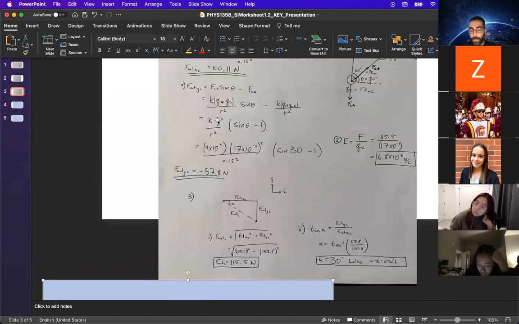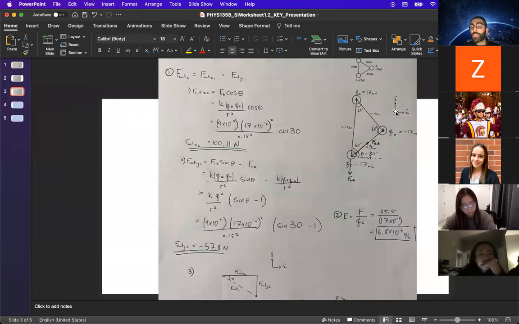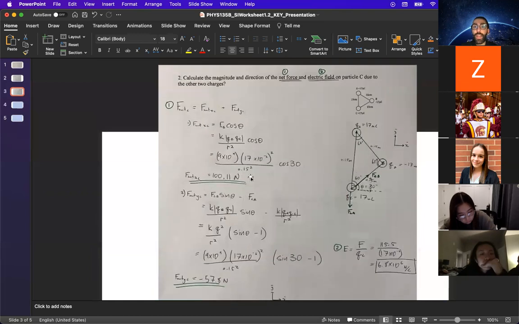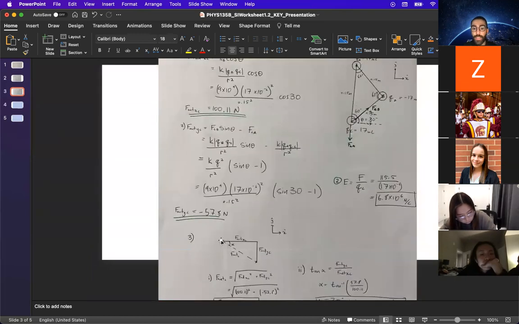A little point to make with forces and fields: vectors do not plug in the negative. However, if the answer comes out as a negative, you still need to recognize that as the negative, because due to our coordinate system and how we define the problem, the actual net force on particle C is actually going down at that angle.